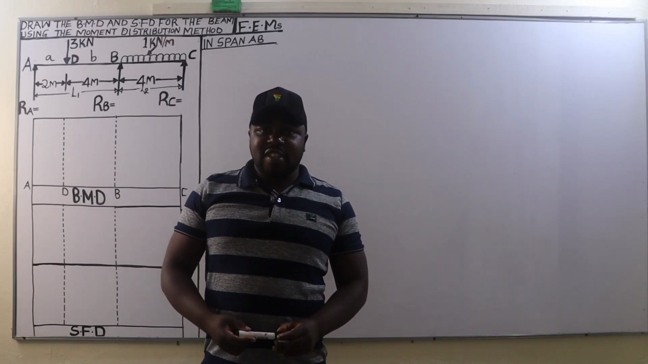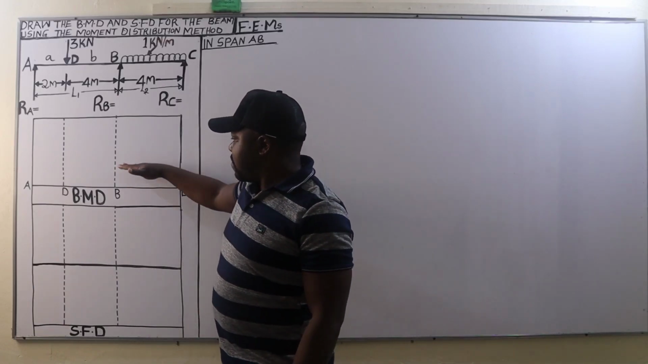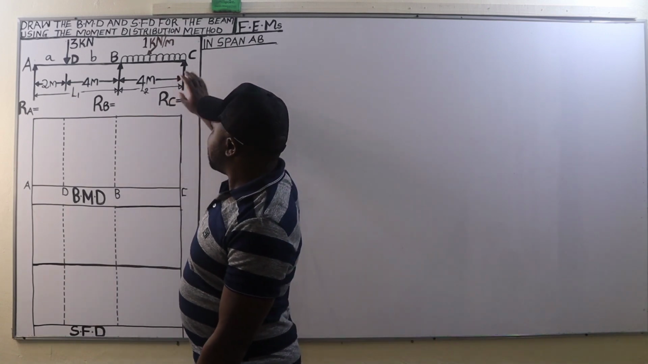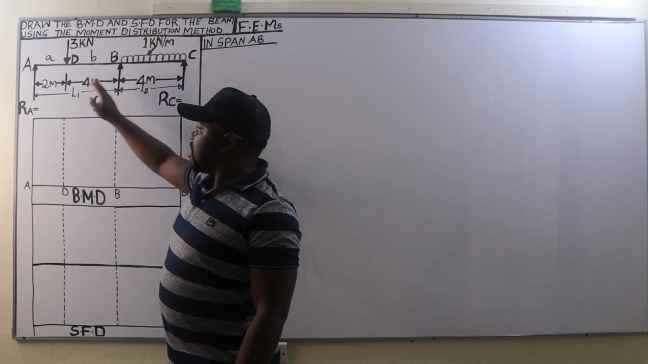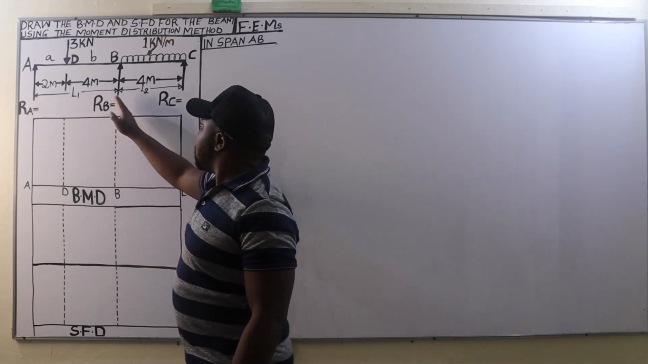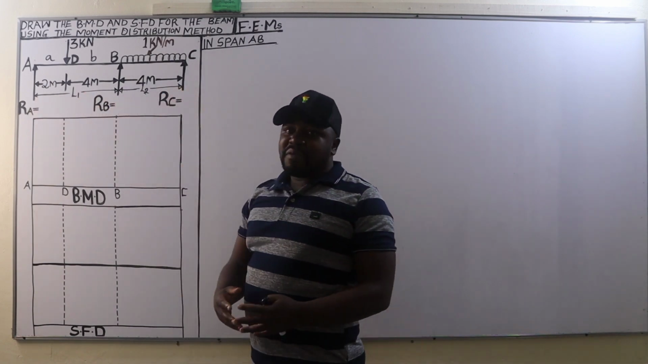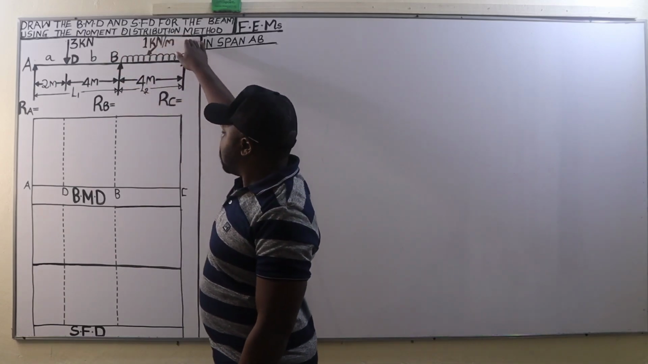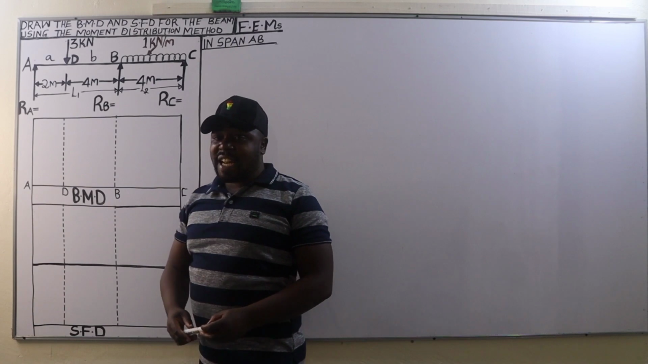Welcome to today's lesson. Today we are going to plot the bending moment diagram as well as the shear force diagram for this continuous beam that we are given here. It is supported on three supports, support A, B, as well as support C, and we are going to use the moment distribution method to plot the bending moment diagram.